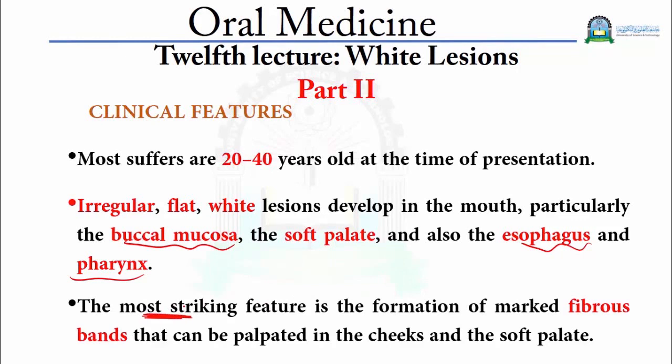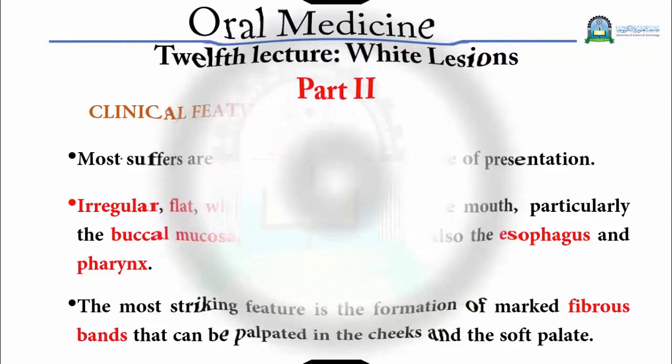oral submucous fibrosis is the formation of marked fibrous bands that can be palpated in the clinical examination in the cheek and the soft palate. So it is very important to perform a good clinical examination, digital examination, and palpate the underlying tissue of these lesions to find out the fibrous bands, which are the characteristic of oral submucous fibrosis.